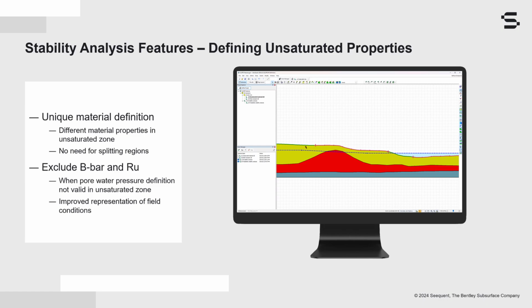SlopeW and Slope3D now include an option to exclude B-bar or RU in the unsaturated zone. B-bar is often used to model the pore water pressure response due to loading, while RU is used to capture spatial variation in pore water pressure as a function of effective overburden stress. In both cases, the pore water pressure definition is often not valid in the unsaturated zone. This new option allows GeoStudio to better reflect field conditions.